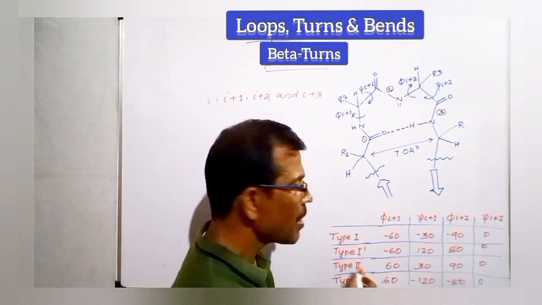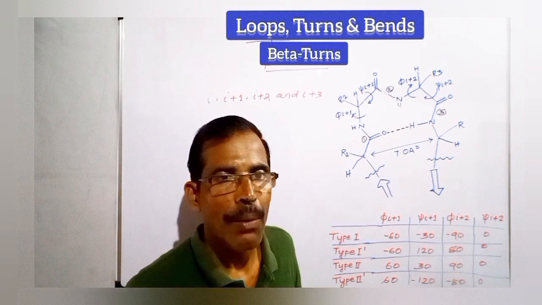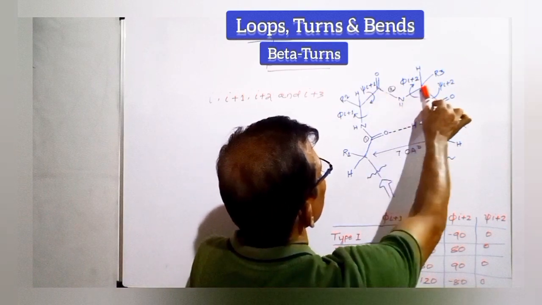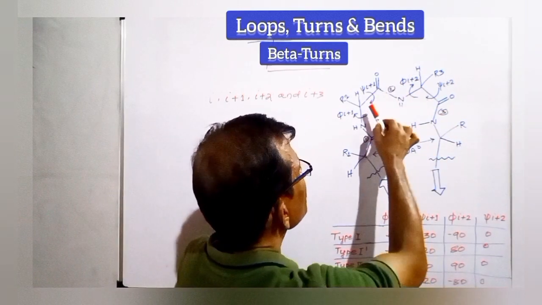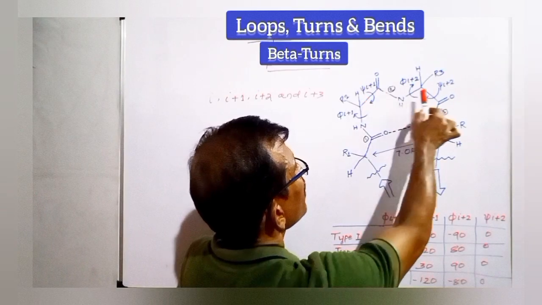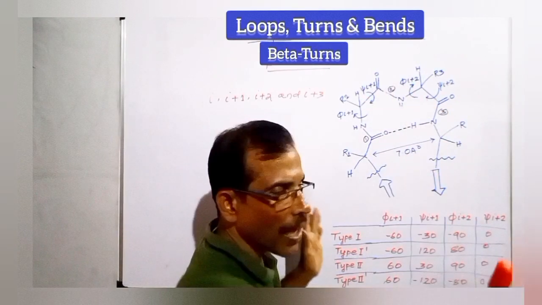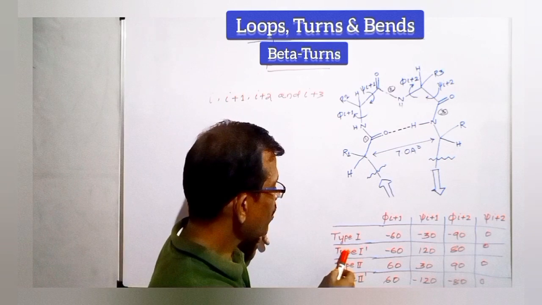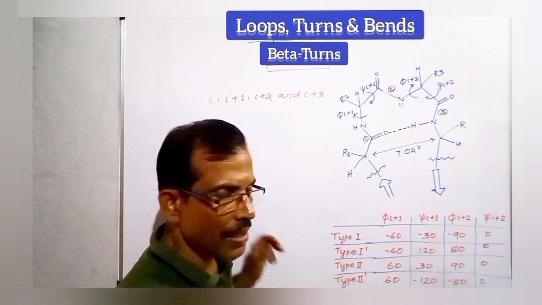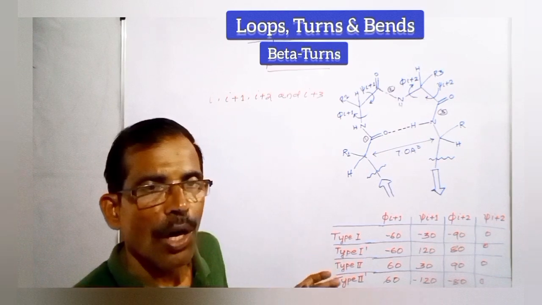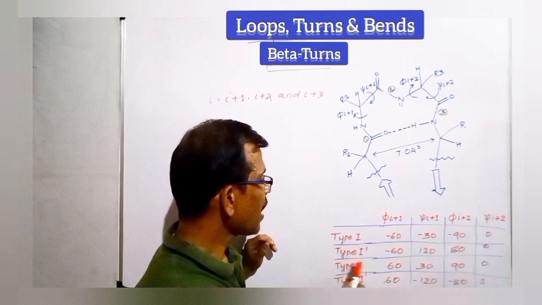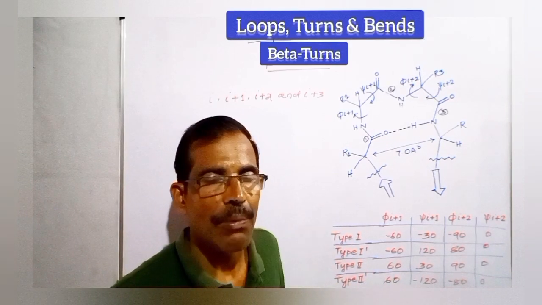Type 1 and type 2 beta turns are very common. They differ mainly in the orientation of the amide bond between residues i plus 1 and i plus 2 on the plane of the beta turn. The other two groups, type 1 prime and type 2 prime, are the mirror images of the backbone conformation of type 1 and type 2 beta turns respectively.